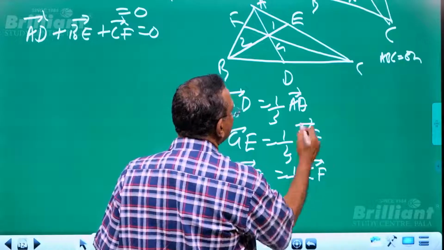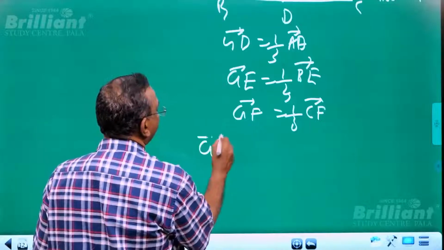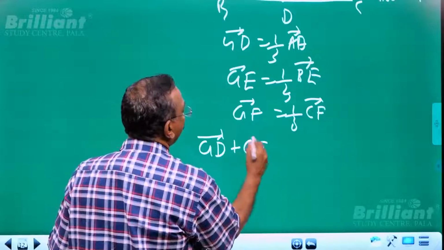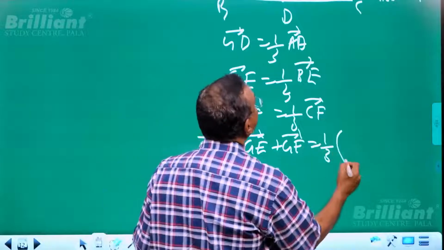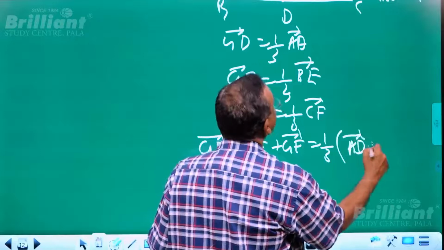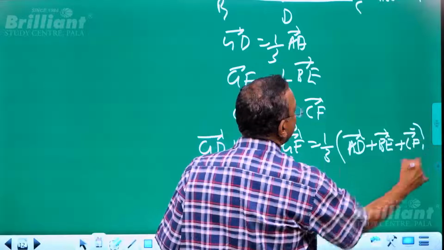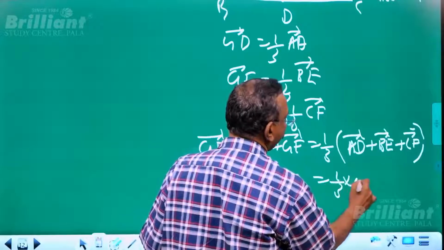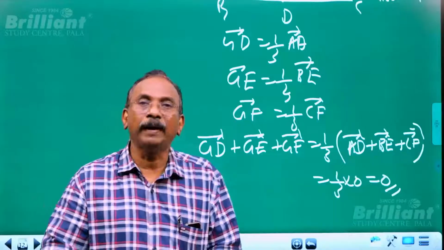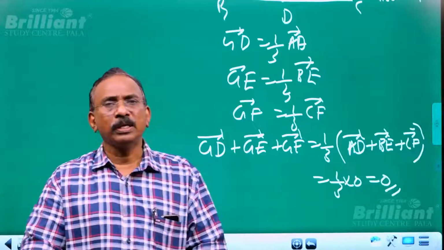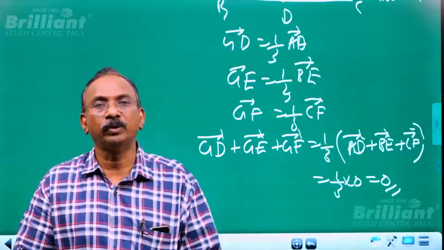So when you add the three, what about that? GD plus GE plus GF is equal to 1/3 taken out with AD plus BE plus CF. So that should be 1/3 of 0, which is exactly 0. So the sum should be 0, our option. So beautiful geometrical properties can be applied to conclude that the vector sum should be 0.